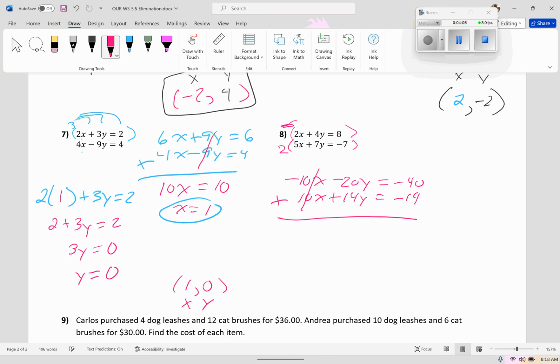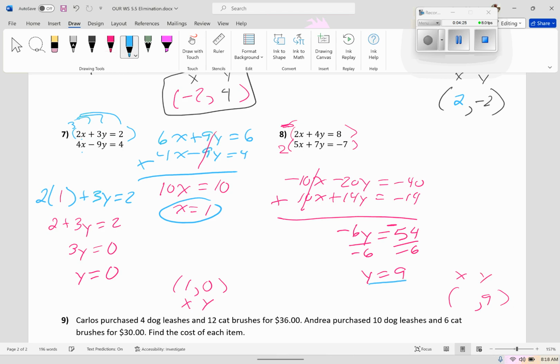I'm going to go ahead and add these together. Those cancel, so that's going to give me negative 6y equals negative 54. Divide both sides by negative 6. Negative divided by negative is positive. 54 divided by 6 is going to give me 9. So my y value is going to be 9.